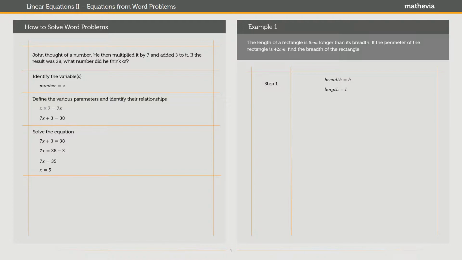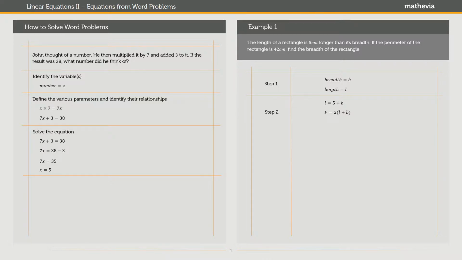Okay, so we'll have a length L. Now we're going to work with the information that we're given. So we have our breadth as b and our length as l. And one thing we're told in the question is that the length is 5 centimeters longer than the breadth, so l equals 5 plus b, or b plus 5 if you'd like to write it in that way.